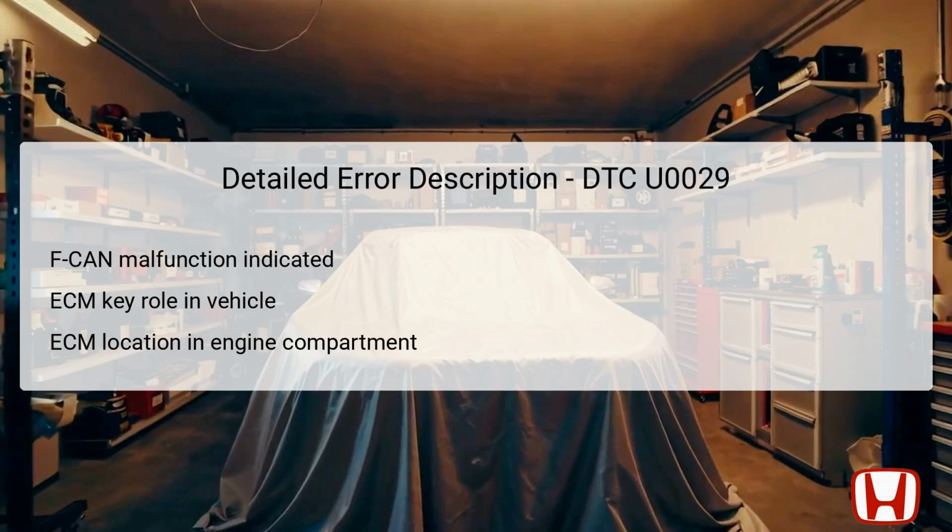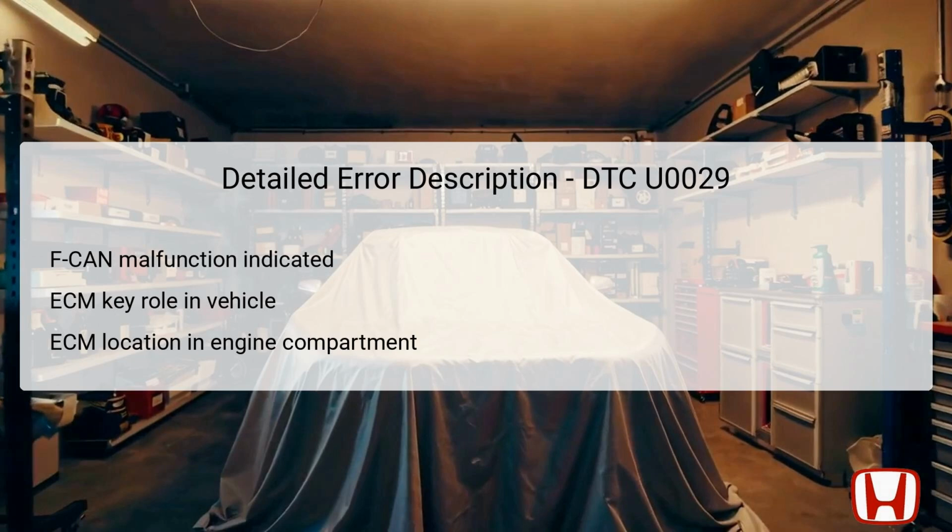The DTC U0029 specifically points to a malfunction in the FCAN, which refers to the Fault Communication Area Network, particularly affecting the Engine Control Module, or ECM. The ECM plays a vital role in managing various engine functions, including fuel injection, ignition timing, and emissions control, ensuring optimal engine performance and efficiency.